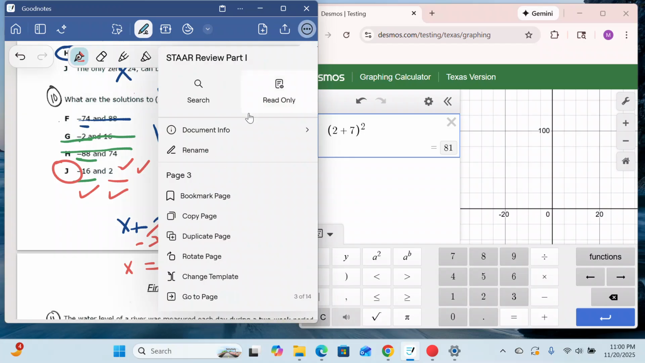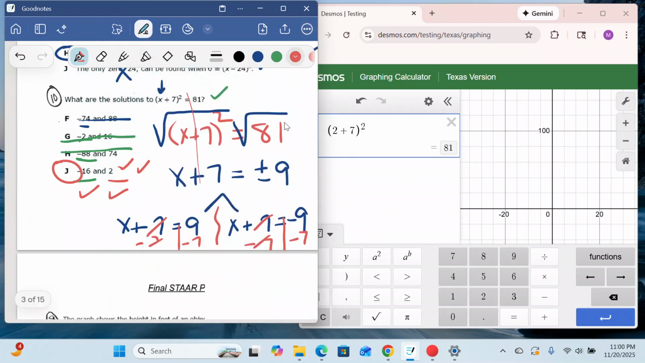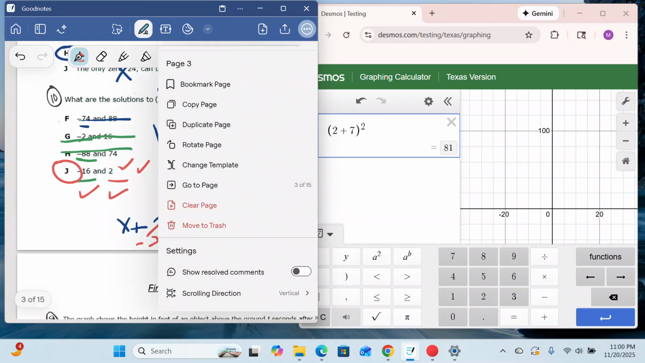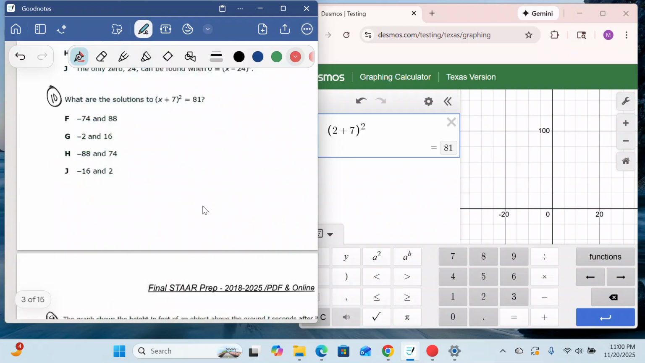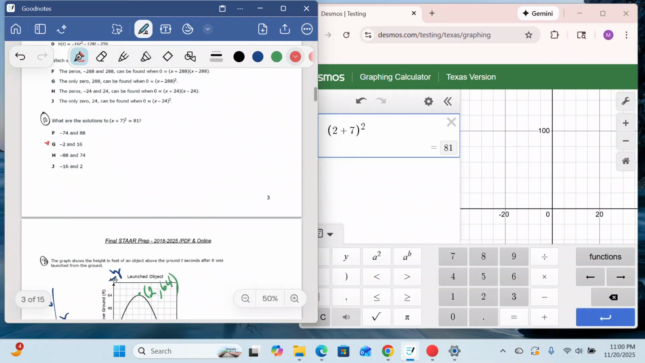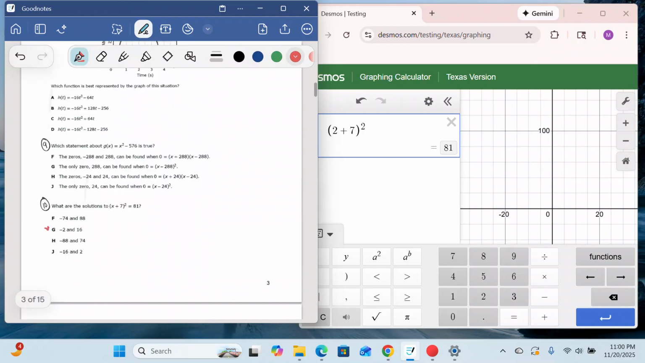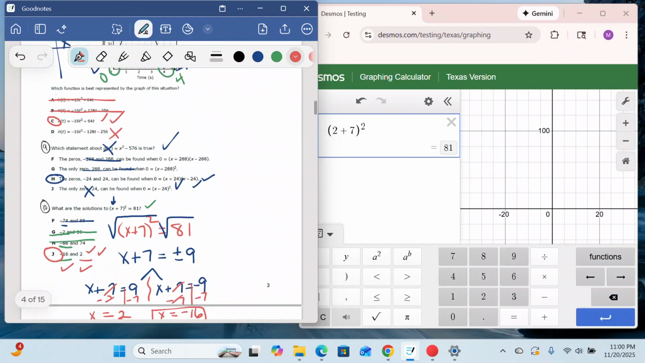Okay, so let's go on to problem number 11. Let me go ahead and clear my page. And we're going to look at what we have for problem number 11. So I have number 10 done. And then I just have a repeat of this one.